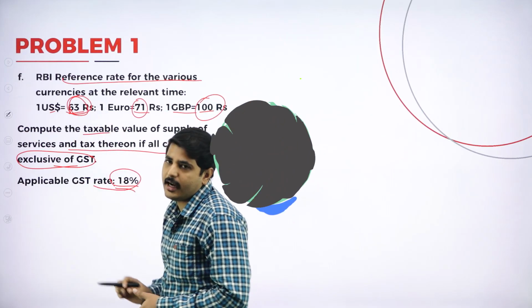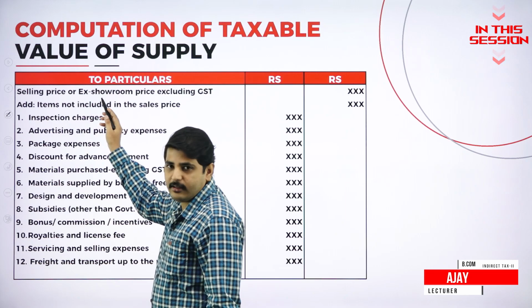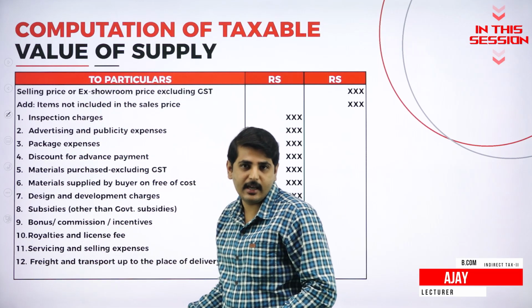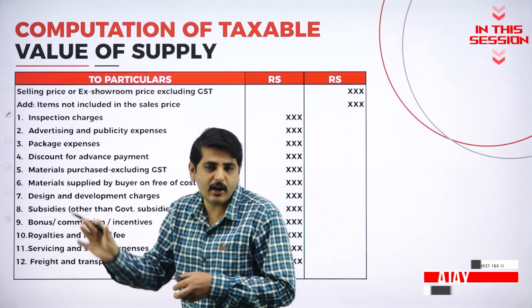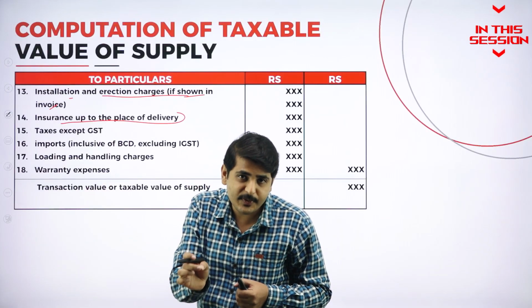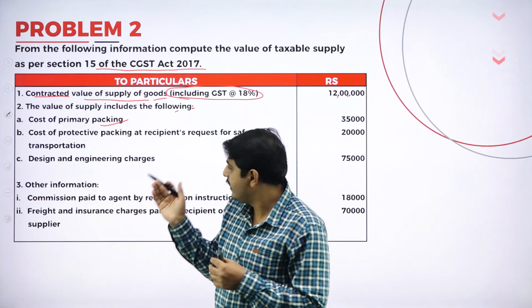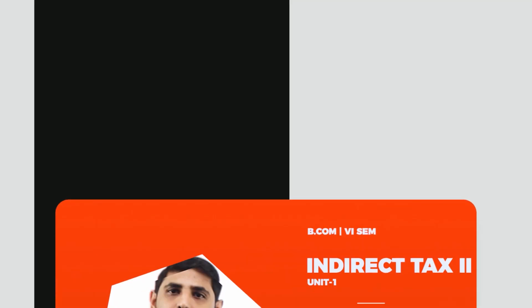So what is the actual rate of dollar? It is 63 rupees. Selling price, if it is excluding, we have to add all these things. If inclusive, we should neglect all these items. So if in case any insurance is there, only up to the ports we should consider. The goods will be having different types of package level. The primary package.